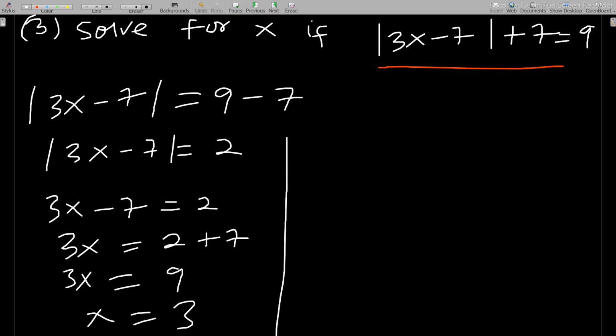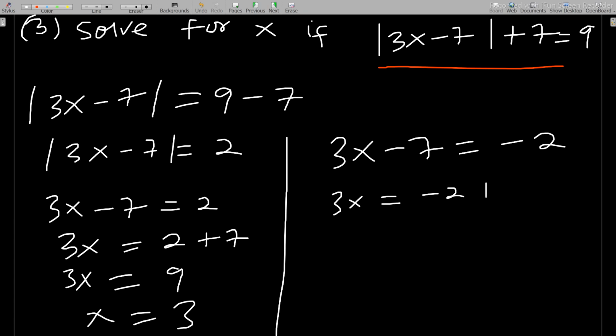Now with the second solution, we said remove the absolute value symbol and equate it to the opposite of the number. So the number was 2. So when I equate it to the opposite, it will become negative 2. So I have 3x equals negative 2 plus 7. I hope you get this. So I have 3x equals 5. Now x is equal to what? 5 over 3. So I have two solutions for this. When x equals 5 over 3, it works, and when x equals 3, it also works. Okay, so these are the solutions we'll get when we have a positive number.